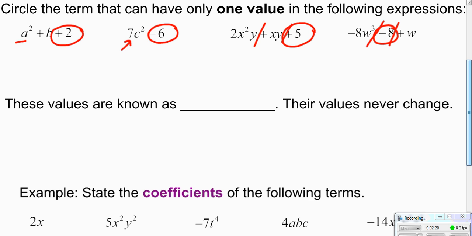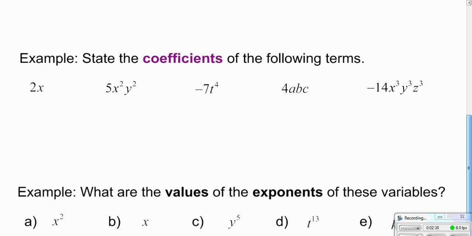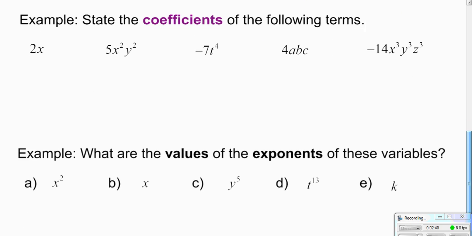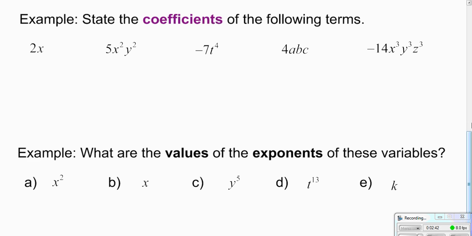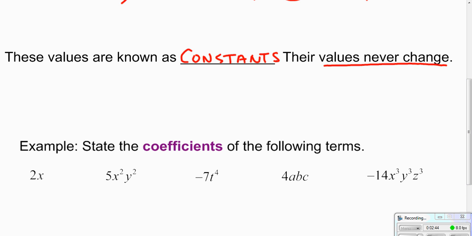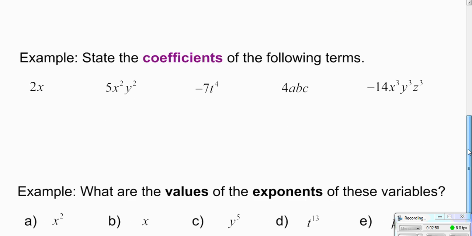So because the value stays constant and does not change, these values are known as constants. Their values never change, ever. Never, ever, ever. Okay, so in case you caught that, constants is one of your key terms. You need to know that. Your next key term is coefficients.